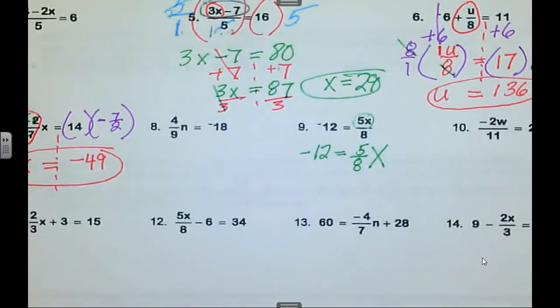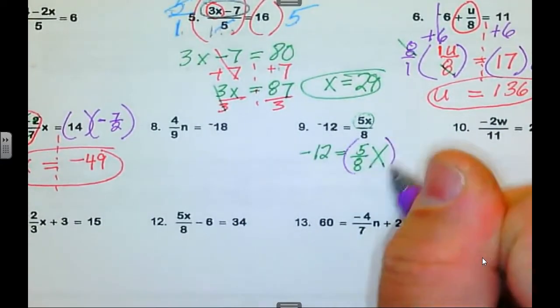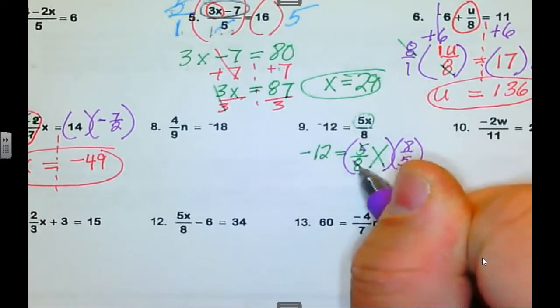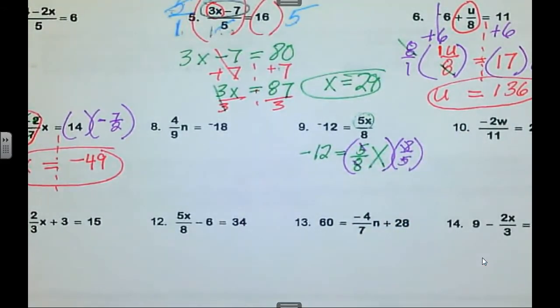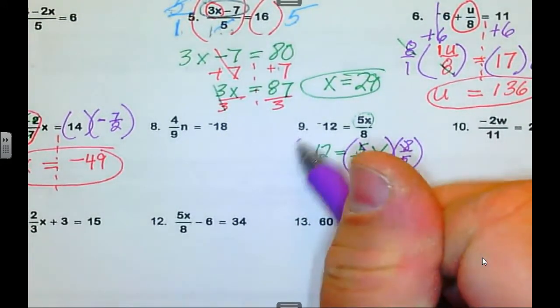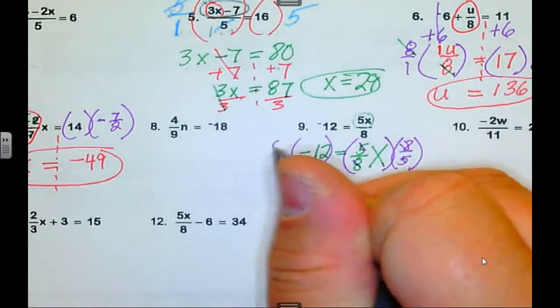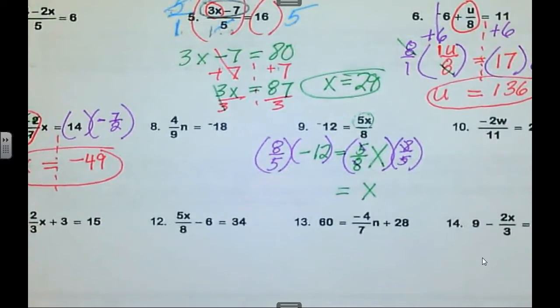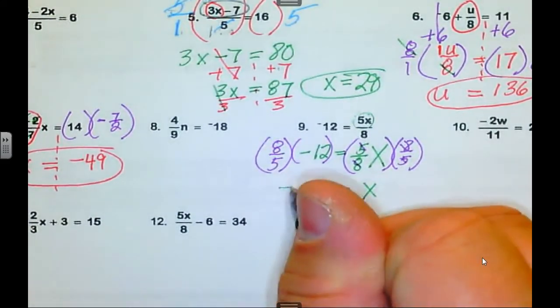Okay, now I'm back to having a fractional coefficient. I'm going to multiply both sides by the reciprocal, which is 8/5. These all cancel the 1. I get x on the right-hand side. I have to multiply negative 12 by 8/5. And I'm probably going to get a decimal and fraction. Negative 19.2, right?